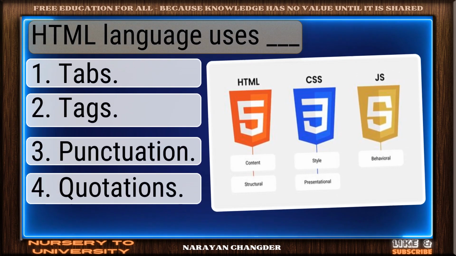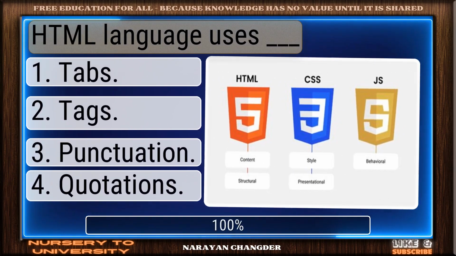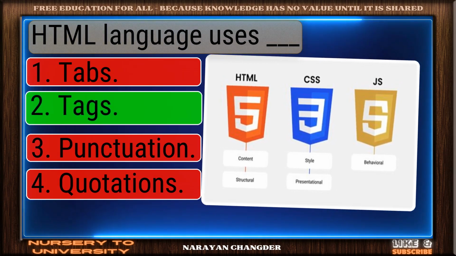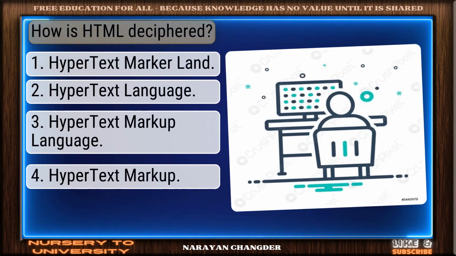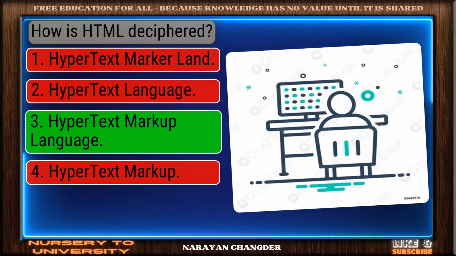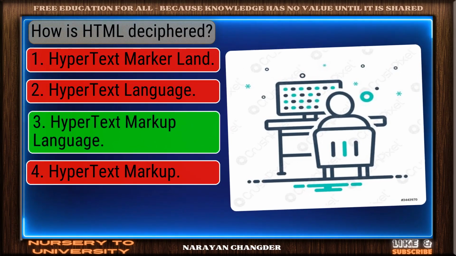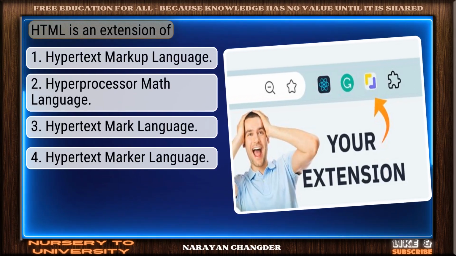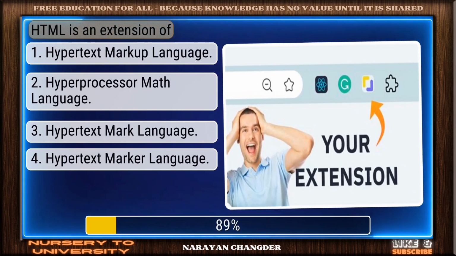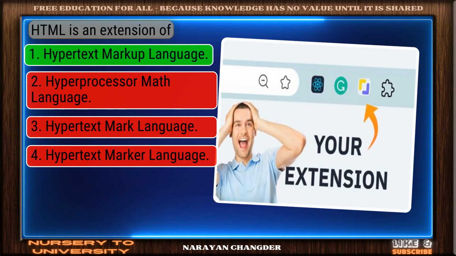Question number 53. HTML language uses dash? Clear logic. Your choice, tags, is sound and 100% true. Question number 54. How is HTML deciphered? Right again. Hypertext Markup Language is a valid answer. Question number 55. HTML is an extension of. Well-reasoned. Hypertext markup language is the correct choice.